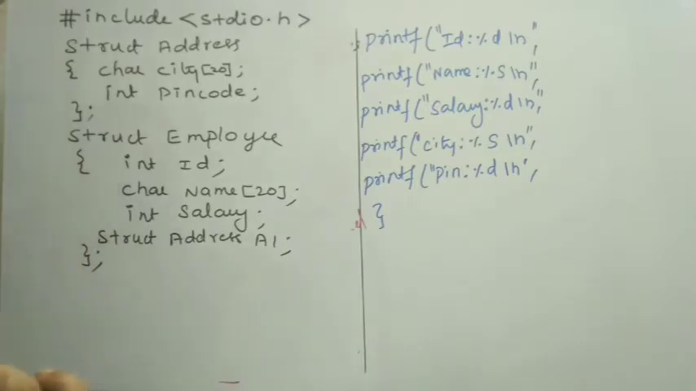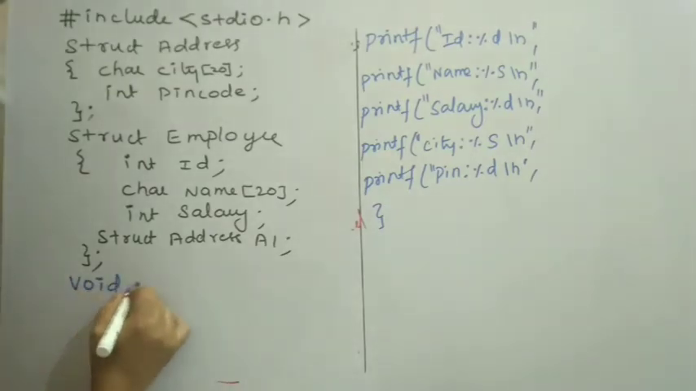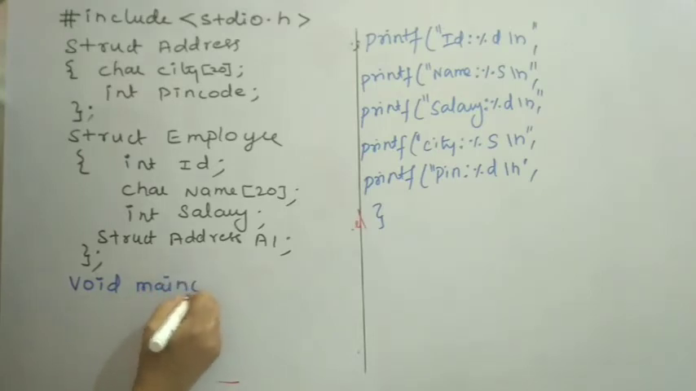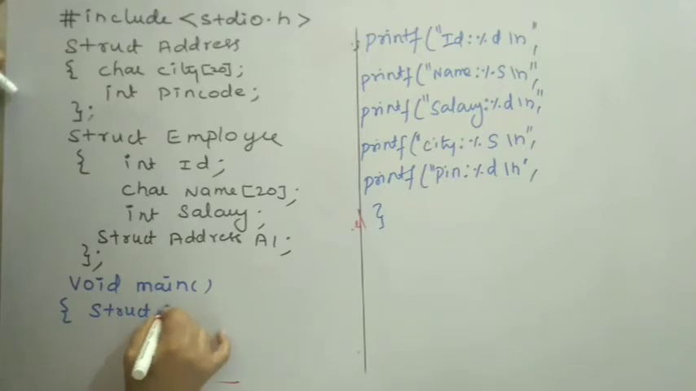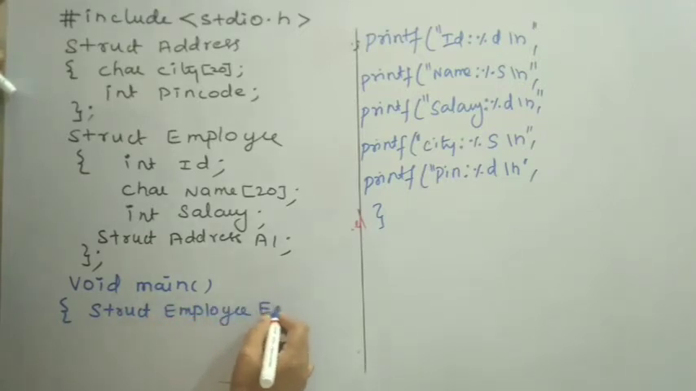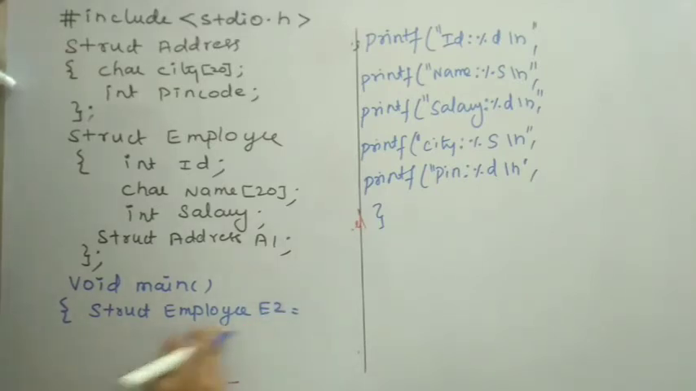Okay, so now I need to define a structure variable to access these data members. How to define the structure variable? So I am going to start my main function. Inside the main function, I am going to define a structure variable for this employee. How to define a structure variable? Struct employee E2. E2 is a structure variable of the structure employee.